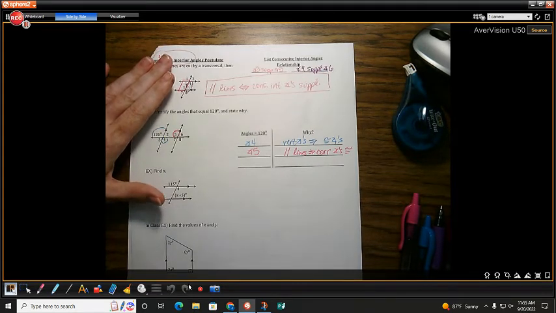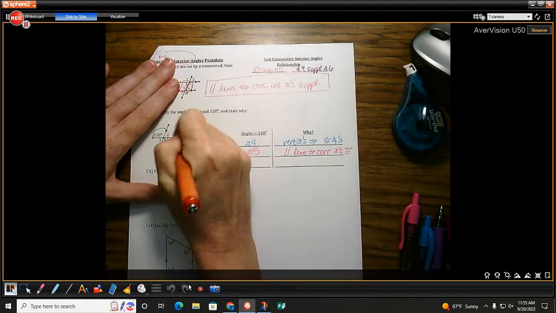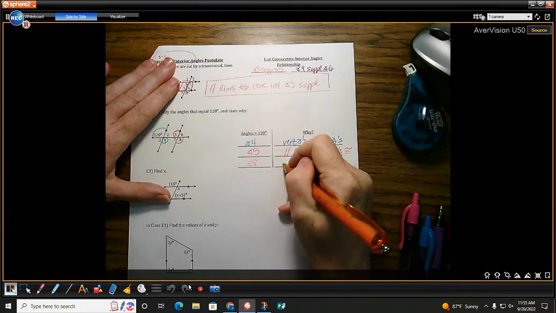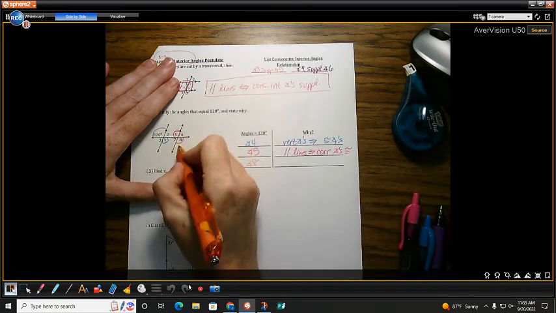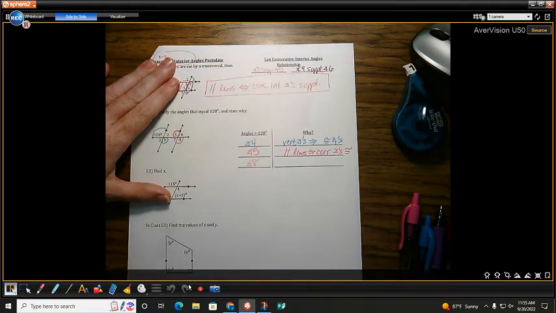Camila? Angle 8. Now there's lots of ways to do angle 8. What's one way to prove that angle 8 had to be 120? Oh, she could have said it's vertical to angle 5. That's one we've already used. That's totally legal. What's another way I could have said it had to equal 120?